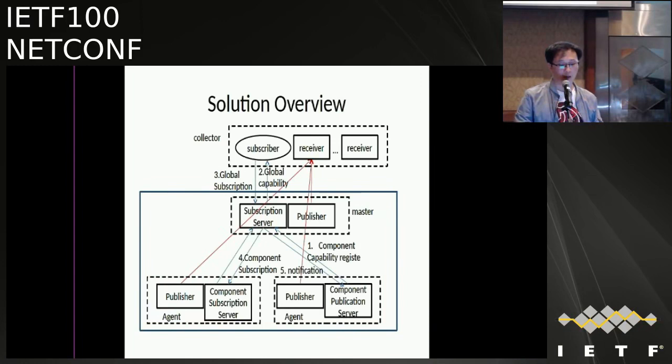Here, in this diagram, there are two parts. One is for the collector, and then for the publisher. For the publisher, here I give two subnodes for the one master node. Firstly, the subnode will register to the subscription server on the master. Then the collector will negotiate with the subscription server. Then the collector subscriber sends a subscription message to the subscription server to establish the subscription.